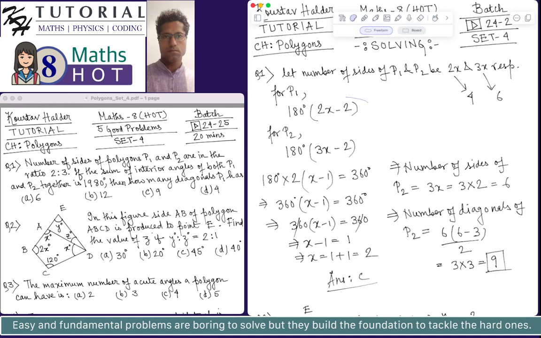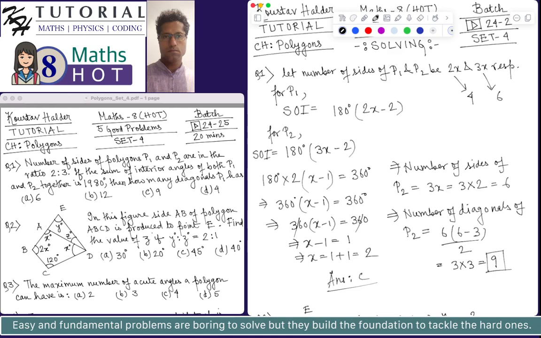I should say the sum of interior angles, which I always abbreviate as SOI. SOI means sum of interior angles. So for the polygon P1 having number of sides as 2x based on the ratio, the sum of interior angles will be 180 degrees multiplied by 2x minus 2, because the formula is 180 degrees multiplied by n minus 2. Similarly, the sum of interior angles for polygon P2 will be 180 degrees into 3x minus 2.